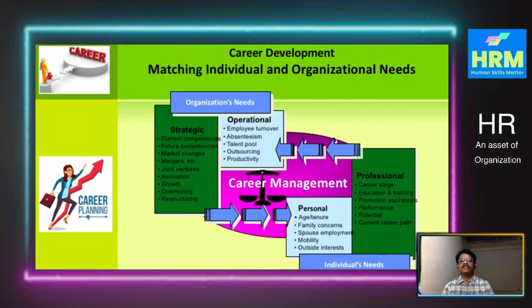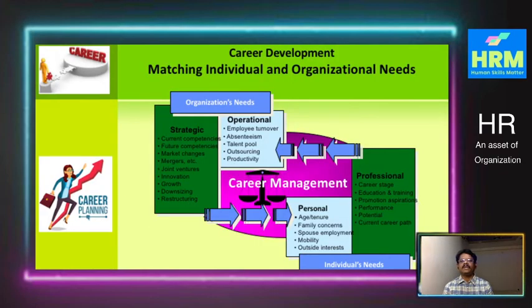Then you can see career development is about matching individual and organizational requirements, as we discussed: the organizational level and the individual, personal level. At the personal level there are certain issues like age, tenure, family, spouse, mobility and outside interest, and professional level, the career stages, the level of education, performance, and many other factors.